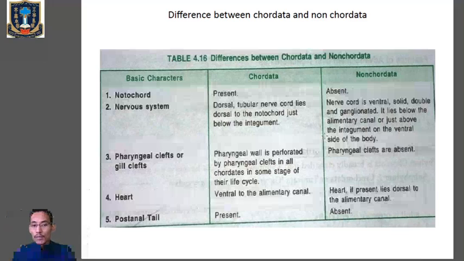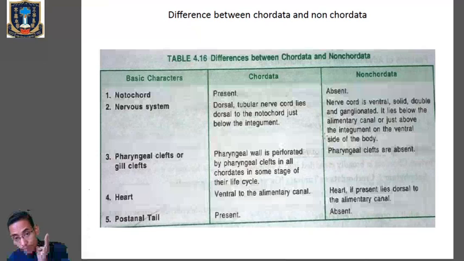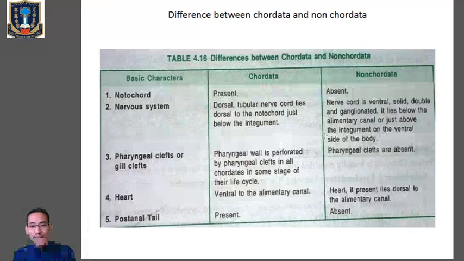Okay. Then number 3, when we talk about the pharyngeal gill cleft, it is present in case of chordates but it is absent in case of non-chordates. Okay. So in chordata, the pharyngeal wall is perforated by pharyngeal clefts in all chordates at some stage of their life cycle. And the heart in case of chordata lies ventral to the alimentary canal, but in case of non-chordates, if it is present, it lies dorsal to the alimentary canal. And a post-anal tail is present in case of chordates and is absent in case of non-chordates.